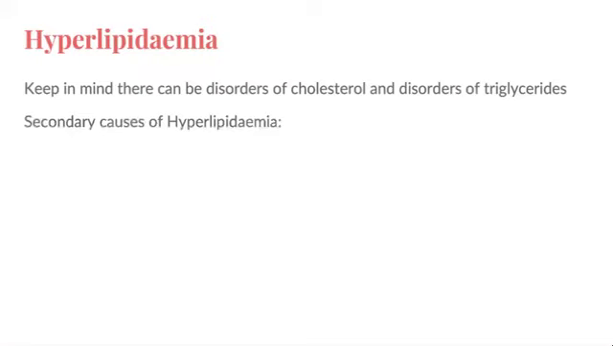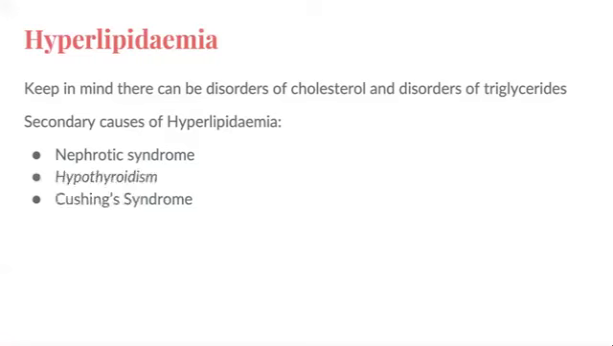Again, there's some secondary causes, and I'd encourage you to pause and think about what some of those secondary causes might be. Okay, so hopefully you've thought about them. The secondary causes include nephrotic syndrome. In nephrotic syndrome, albumin gets lost or protein gets lost. And as a result of that, the liver will increase the production of the proteins that carry cholesterol around the body, and that will increase the lipids in the body.